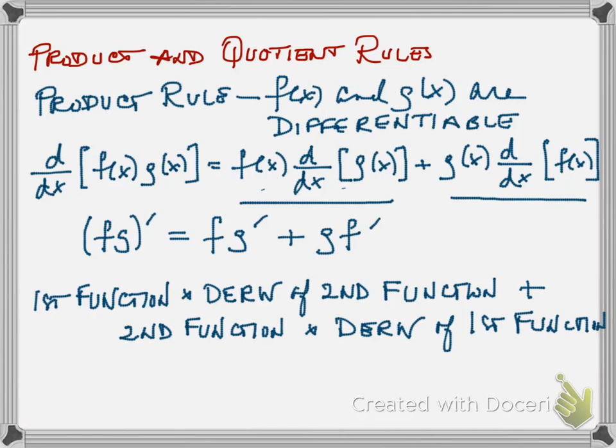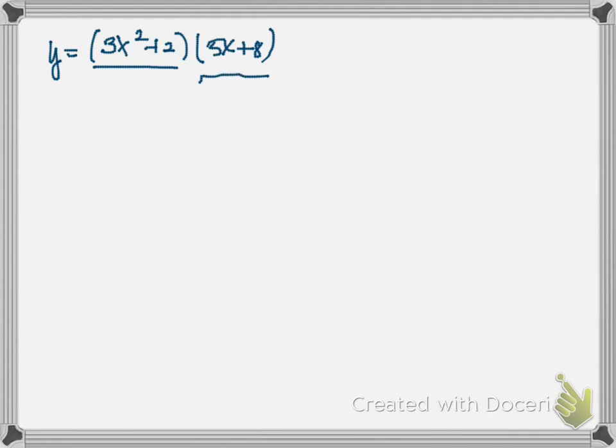Let's try a couple of examples. Keep the rules in front of you so you can follow along. y equals the quantity 3x squared plus 2 times the quantity 5x plus 8. This is a product. Our first term is 3x squared plus 2, and the second term will be 5x plus 8.